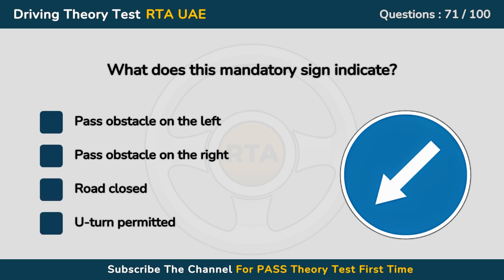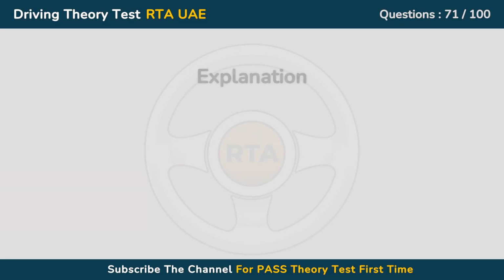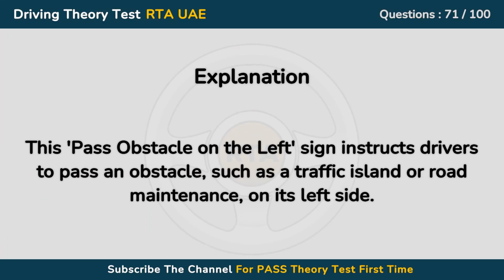Question 71. What does this mandatory sign indicate? A. Pass obstacle on the left. B. Pass obstacle on the right. C. Road closed. D. U-turn permitted. Answers is A. Pass obstacle on the left. This pass obstacle on the left sign instructs drivers to pass an obstacle, such as a traffic island or road maintenance, on its left side.